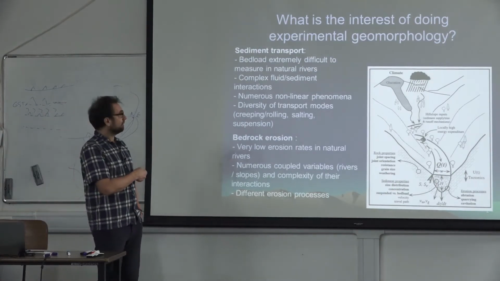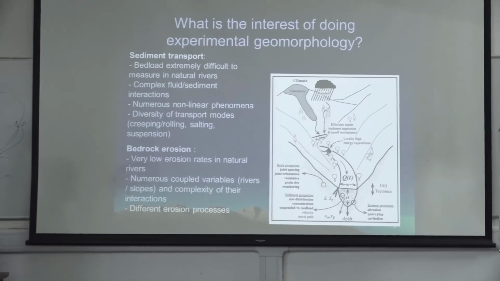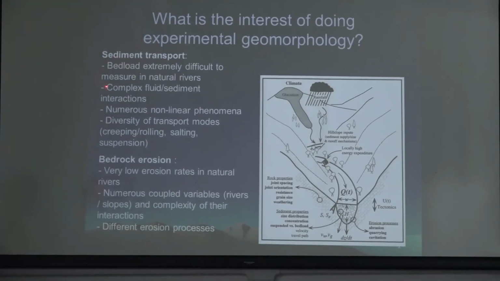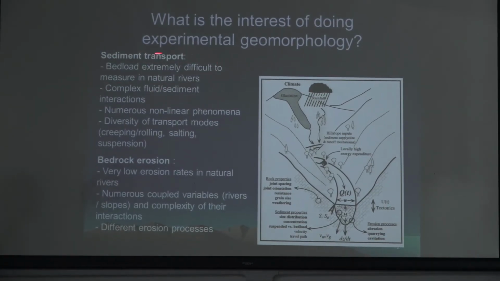So first, what is the interest of doing experimental geomorphology? We saw that in some cases, bed load is extremely difficult to measure. So it's difficult to measure certain phenomena directly in nature. For bedrock erosion, we saw that in many cases it's a few millimeters per year, so it's a slow process, difficult to track on a short-term project. There are many couplings between hill slope and erosion, so we saw that the grain size can evolve along the river and destabilize the hill slope. So all this kind of coupling makes the system complex.